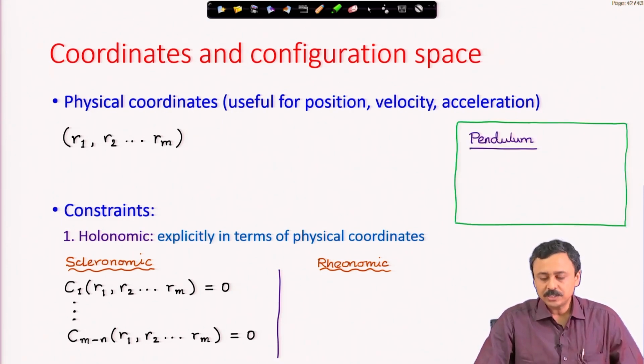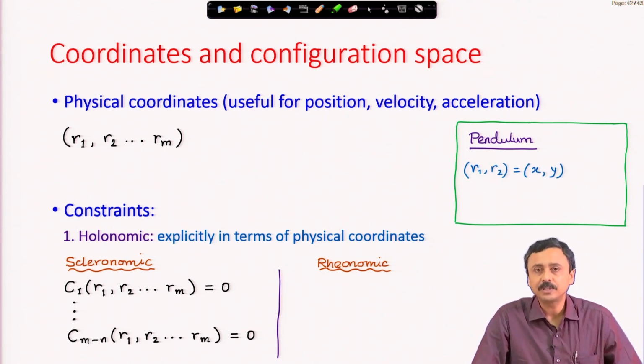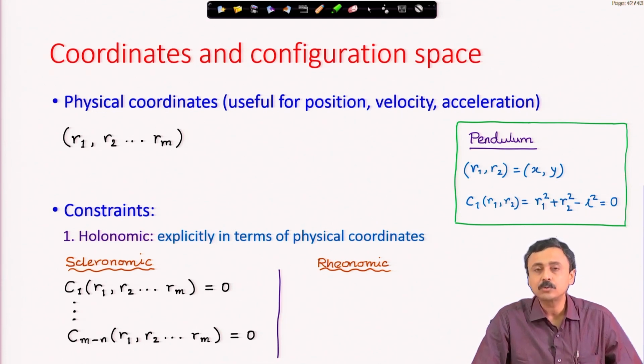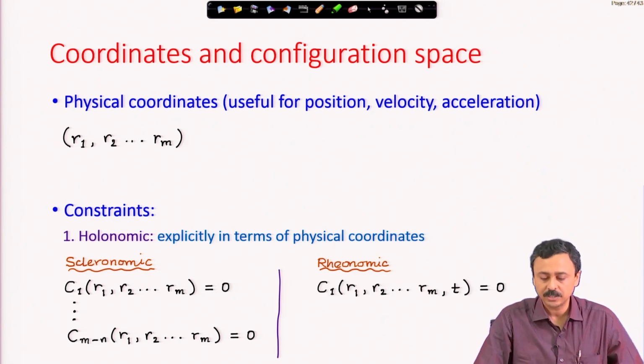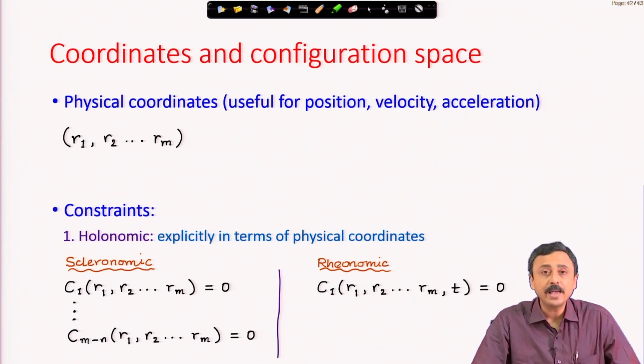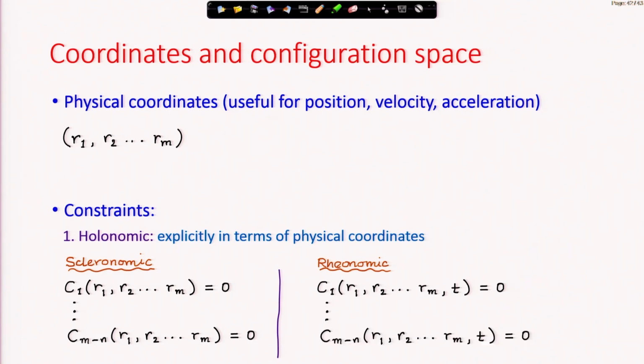What are rheonomic constraints? As an example, in the pendulum, we have the physical coordinates R1, R2 as x, y, and we have this scleronomic constraint that R1 square plus R2 square minus L square equal to 0. So, that is an example of a scleronomic constraint. A rheonomic constraint is one where the constraint involves time explicitly, along with the physical coordinates, of course. We can have a certain number of rheonomic constraints.